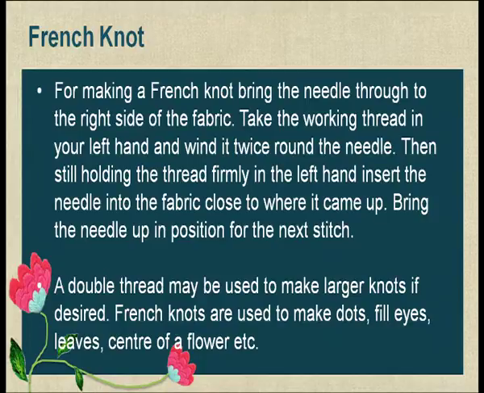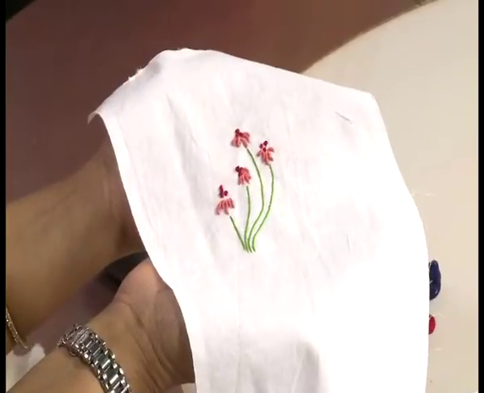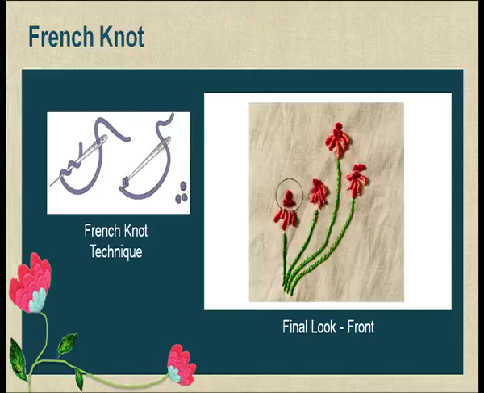A double thread may be used to make a larger knot if desired. French knots are used to make dots. You can fill eyes, you can fill up leaves, you can also make the center of the flower, as you can see in the sample. So this is how a French knot is made, where the needle is taken, you wind the thread and you make beautiful dots. Now I'll request Sarika to show you how a French knot is made.